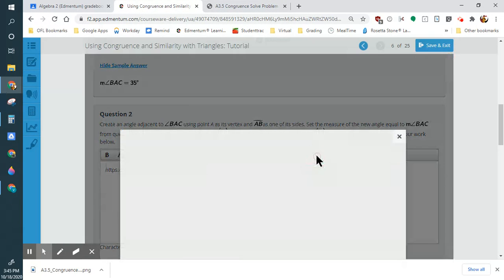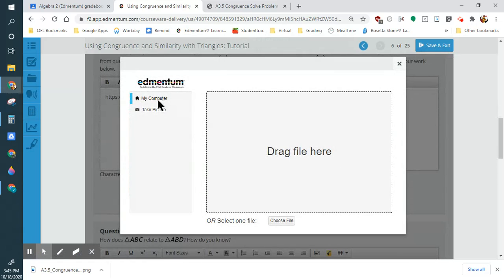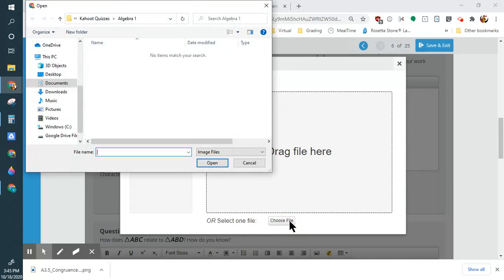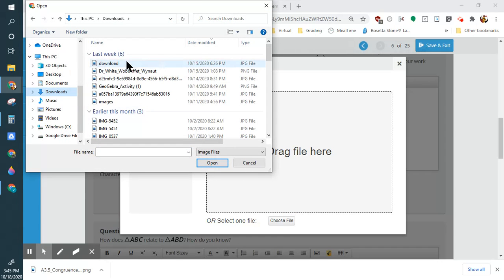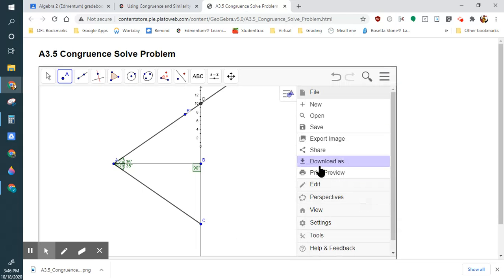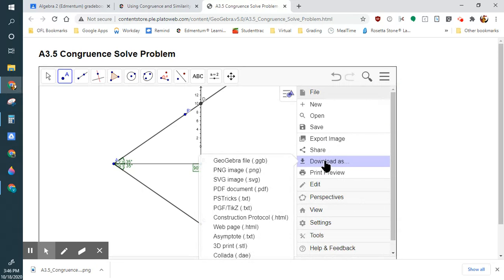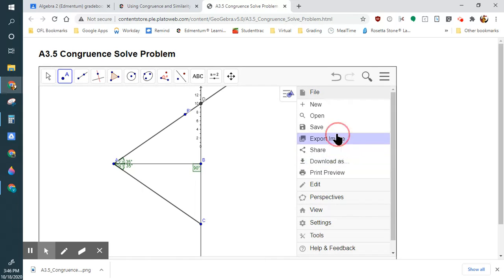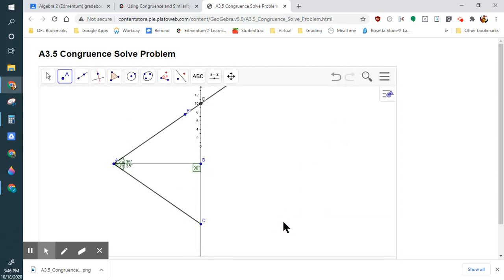So we're going to go here to insert. We're going to find that picture that we just did. I believe it's in mine. It's in downloads. So did I just, that can't be it. Let me control where I saved it. I didn't control where I saved it. So let me download as, oh, not download. Let me export image. Download.